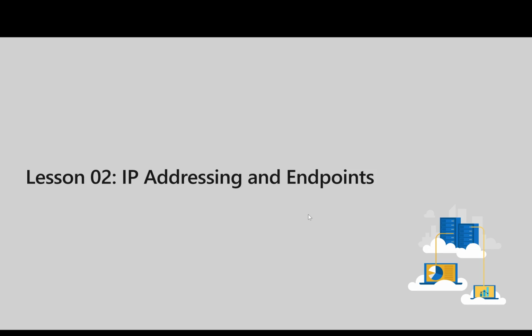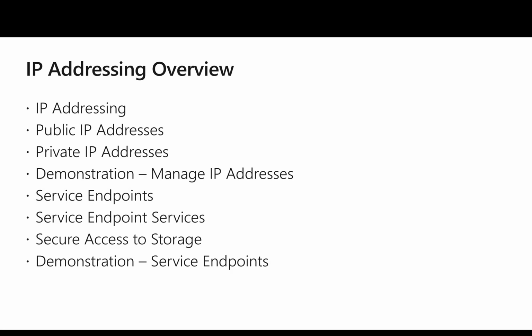Now we are going to look at IP addressing and endpoints, and this is the second lesson of the virtual networking module. In this lesson, we will start by looking at what IP addressing methods are available, particularly public and private IP addresses, and we will see a demonstration of how to manage the IP address using PowerShell. And then we will look at what service endpoints are and which Azure services support service endpoints, and how to secure storage access using service endpoints, and finally a demonstration of service endpoints.